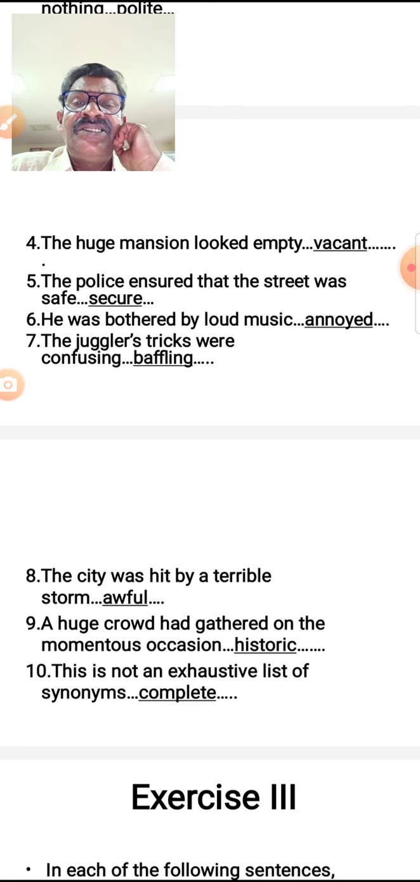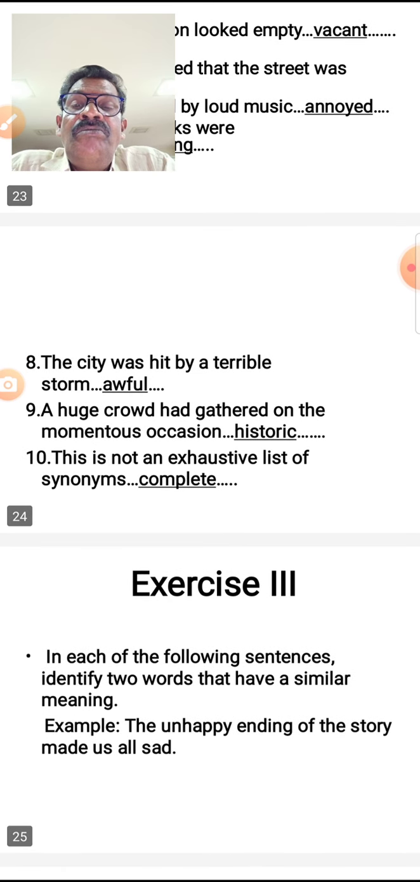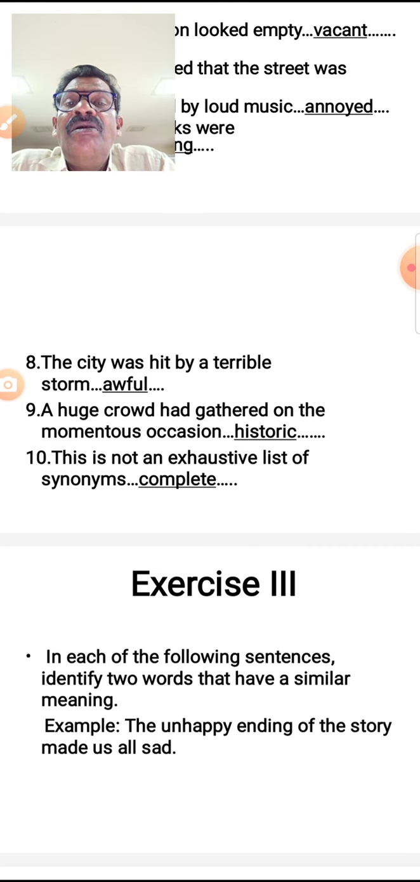The appropriate synonym for confusing is baffling. Now come to the 8th sentence. The city was hit by a terrible storm. Terrible. The appropriate synonym for terrible is awful. Awful, A-W-F-U-L. And the 9th one.